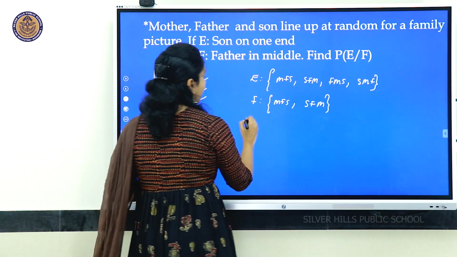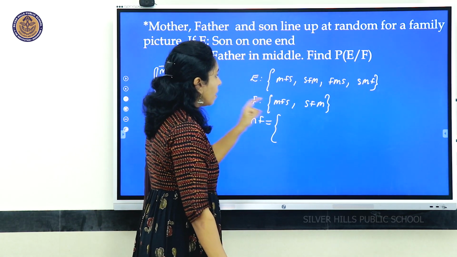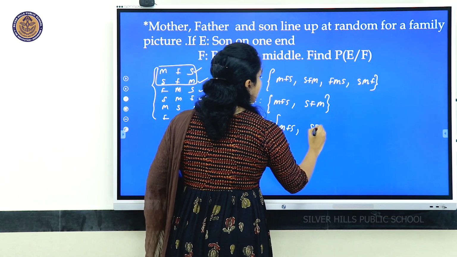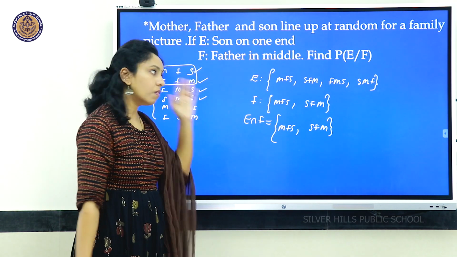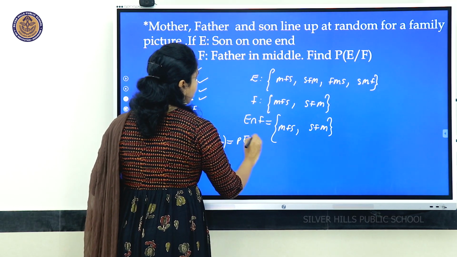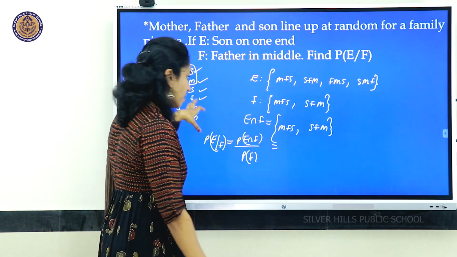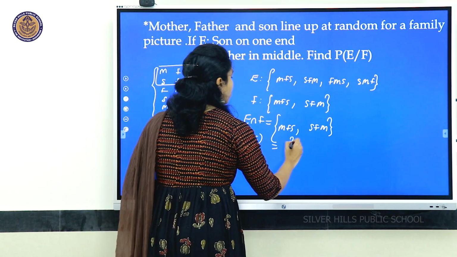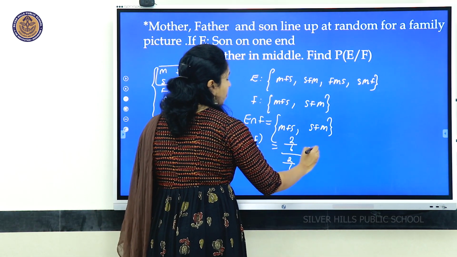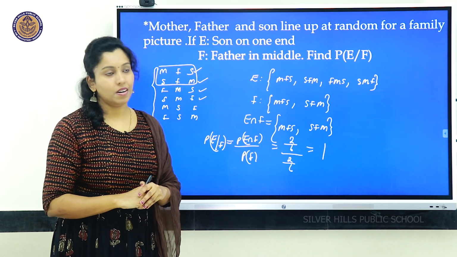Okay, now we are going to find the intersection. E intersection F is equal to, what are the members common? MFS and SFM. These 2 are common. So MFS, SFM. Now the formula: P of E given F is equal to P of E intersection F divided by P of F. Now see, total 6 outcomes, of that only 2 are possible. So 2 by 6 divided by, what is the probability of F? That is the same, 2 by 6. So what is the answer? It is 1. P of E given F, you get the answer as 1.